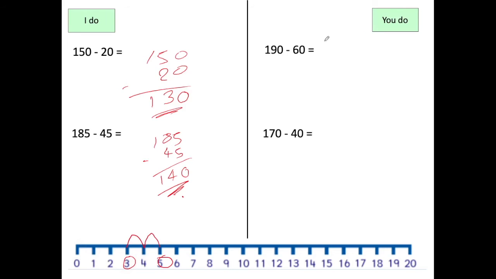Right, so for this question you should have got 130. And for this one here you should have 130 once again.